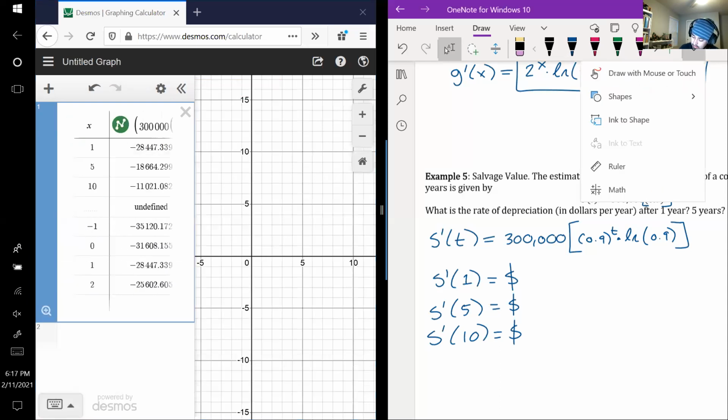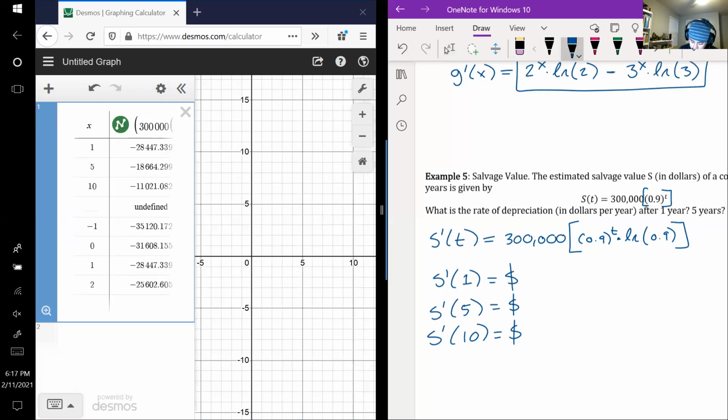So I get negative 28,447.34, and then negative 18,664.299, so 30, and then negative 11,021.08.